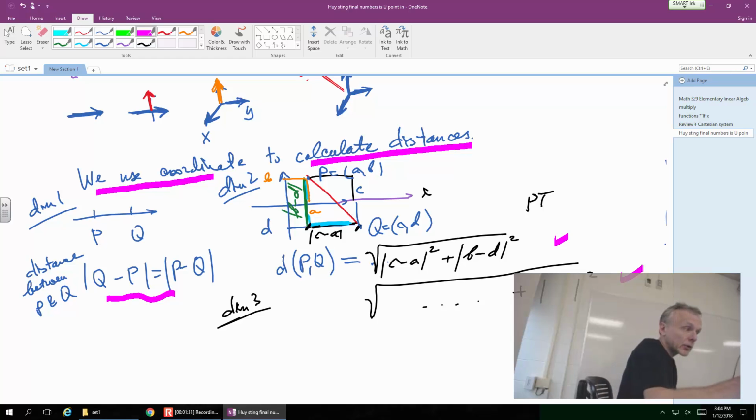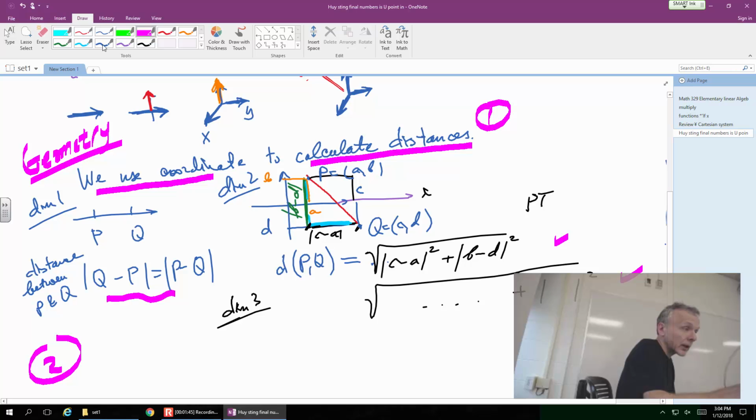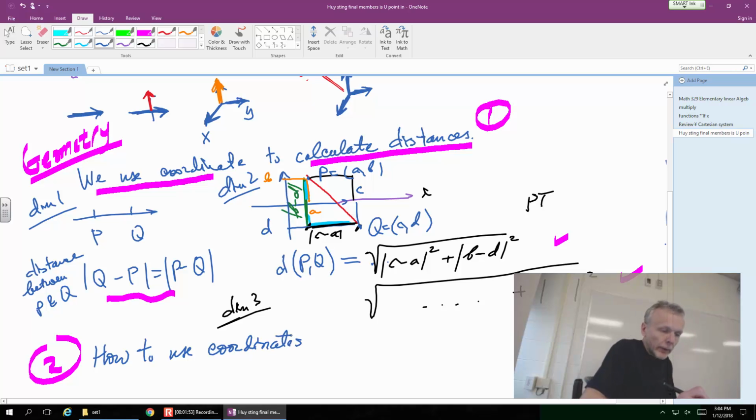But there is a second question here about the geometry. There are 2 issues of geometry. This is number 1, and number 2 is how to use coordinates, once again, to calculate what? We can calculate distances. What else do we want to calculate in geometry? Angles. We can calculate angles.